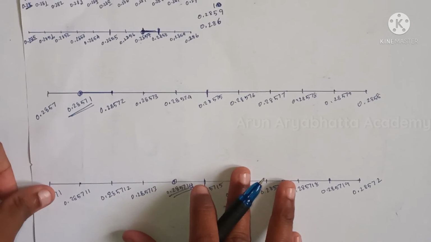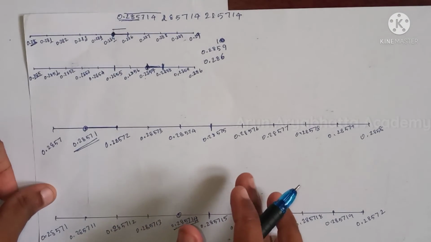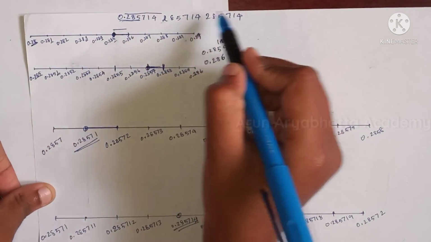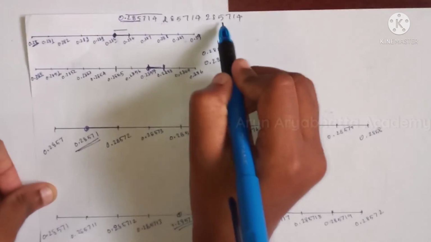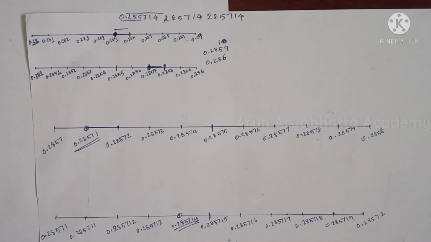So this is what we had, but it is approximate because it is going on like this: 285714, 285714, 285714. So we cannot actually plot this number exactly. So we have just done it approximately. So this is the procedure.